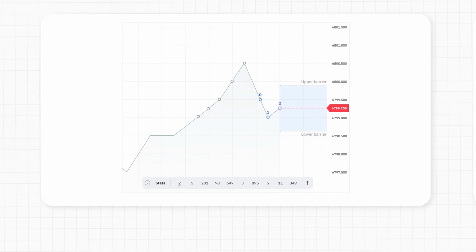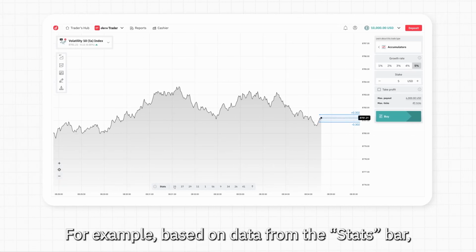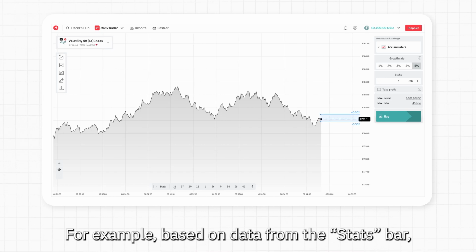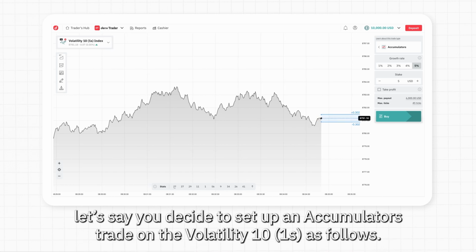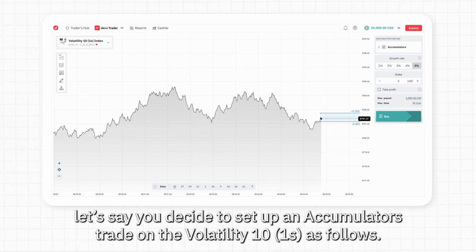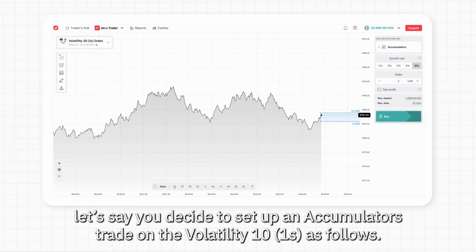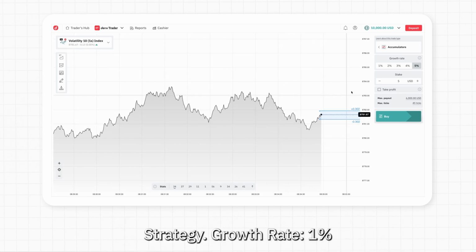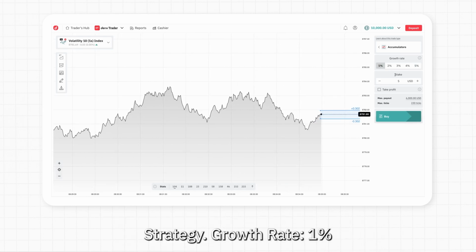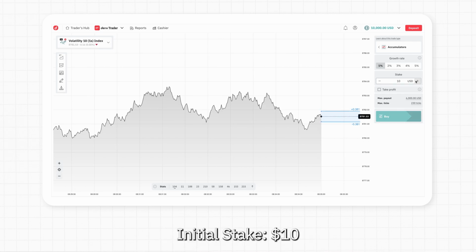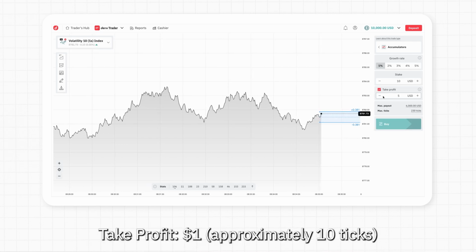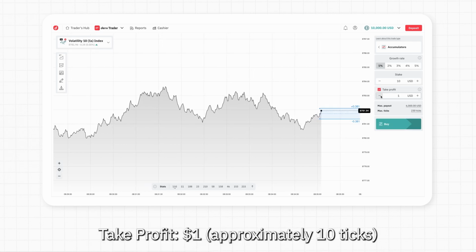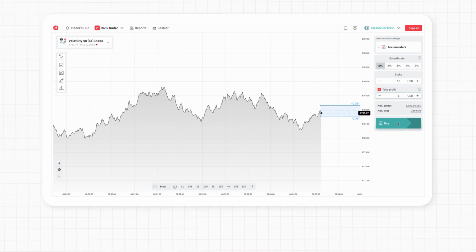This tool is great for understanding how often the price stays within the range, which can help you refine your trading strategy. For example, based on data from the stats bar, let's say you decide to set up an accumulators trade on the volatility 10, 1 second as follows. Strategy: growth rate 1%. Initial stake $10. Take profit $1. Approximately 10 ticks.